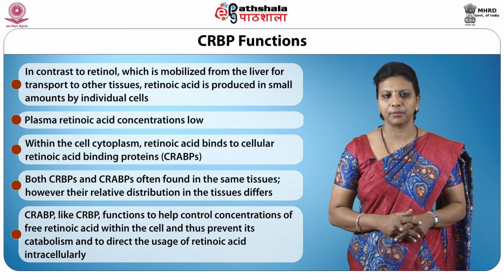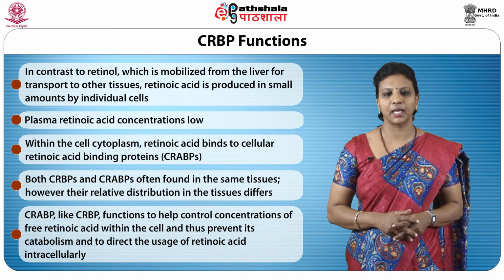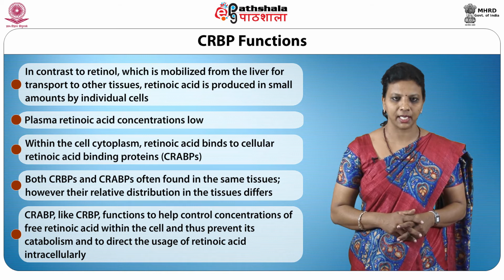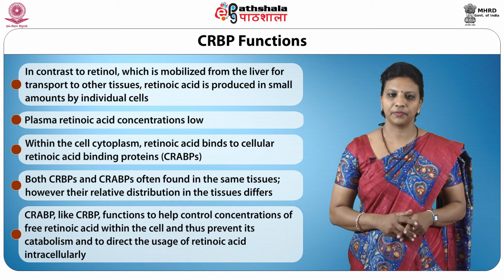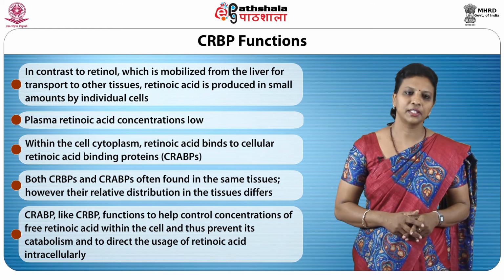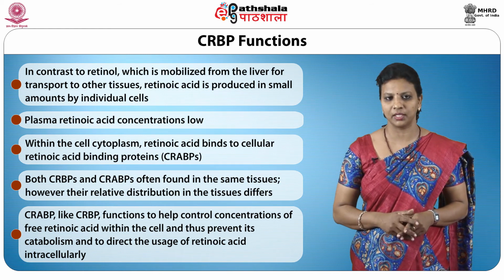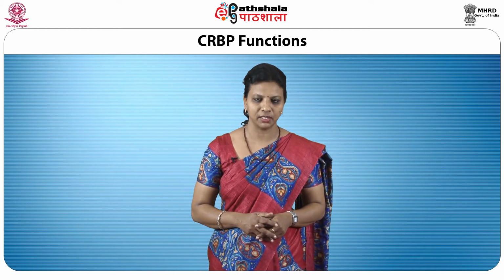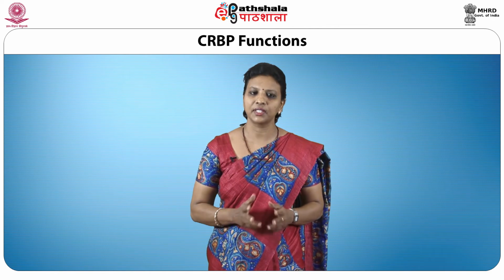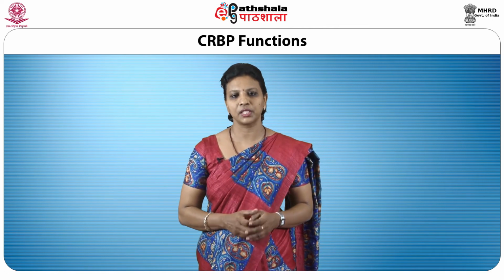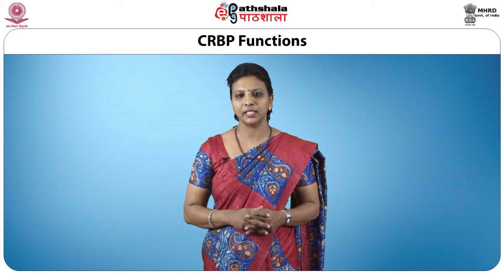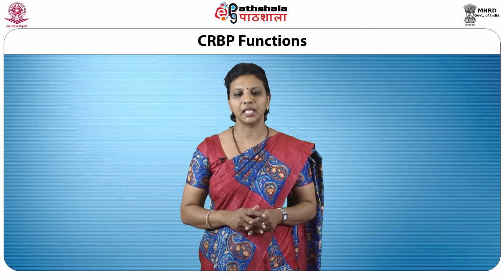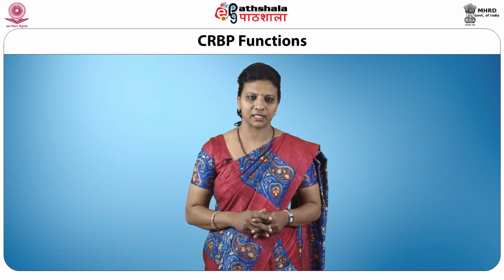Cellular retinoic acid binding proteins, like cellular retinol binding proteins, function to help control concentrations of free retinoic acid within the cell and thus prevent its catabolism and to direct the usage of retinoic acid intracellularly. Circulating retinol is primarily bound to retinol binding protein and can enter and leave the liver several times per day in a process known as retinol recycling, which acts to regulate the amount of retinol in circulation and protects cells from the damaging effects of free retinol or retinoic acid.